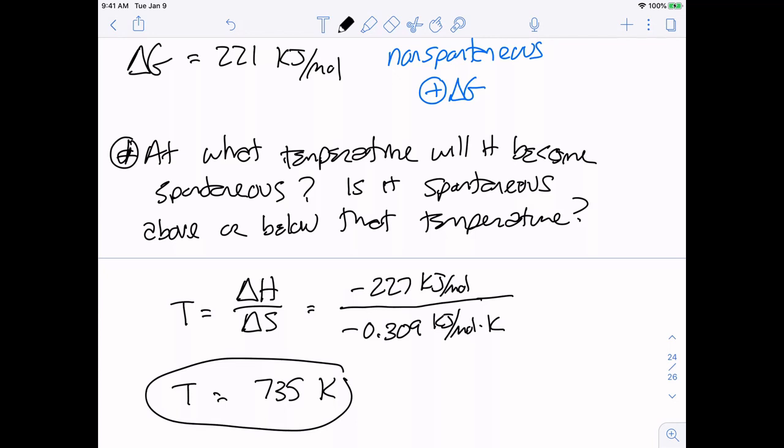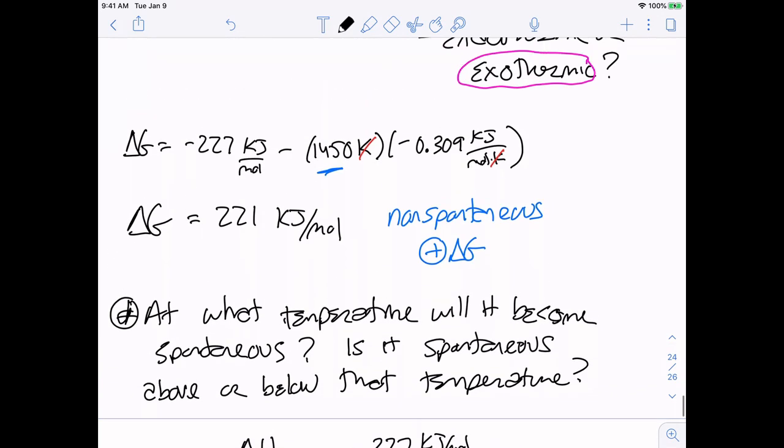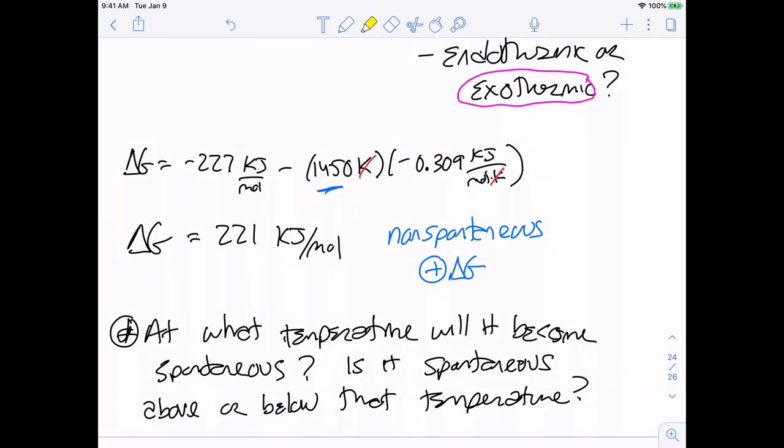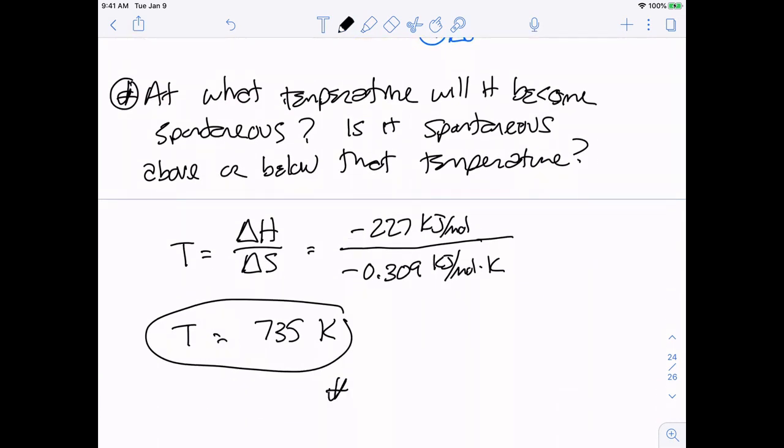And then our question is, do I need to be below that temperature or above that temperature to be spontaneous? And you can answer this a couple different ways. I know if I go back up to my original problem, at a temperature higher than that number, it's non-spontaneous. So if it's non-spontaneous higher than that number, then I know it must be lower than that number to be spontaneous. So lower than 735 Kelvin to become spontaneous.